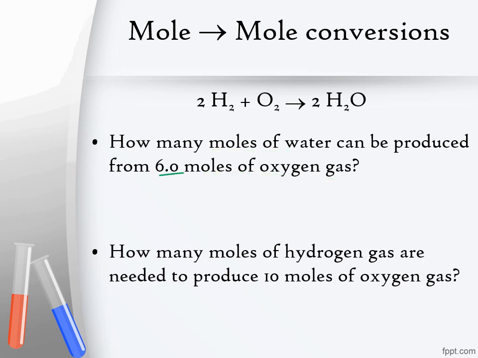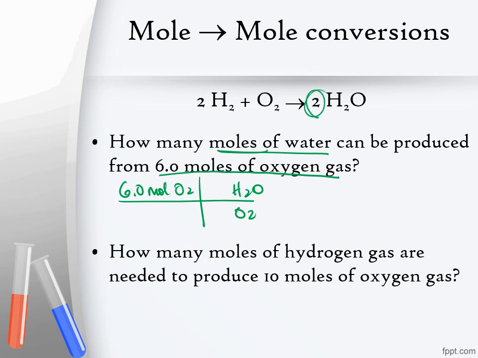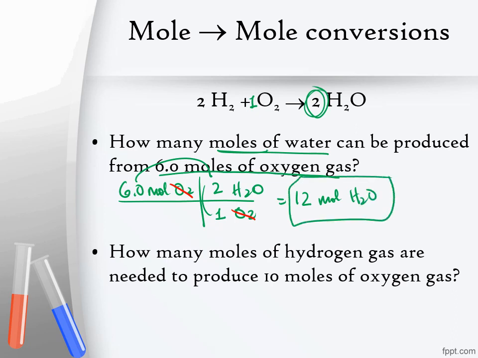So we started with that given, 6.0 moles of oxygen gas. We're going to flip it into moles of water. I'm going to put oxygen on the bottom, water on the top. I have a 2 in front of water. I have an invisible 1 in front of oxygen. 6 times 2 divided by 1 is 12. Unit labels, oxygen top and bottom cancels out, and so we are left with moles of water as our final answer.